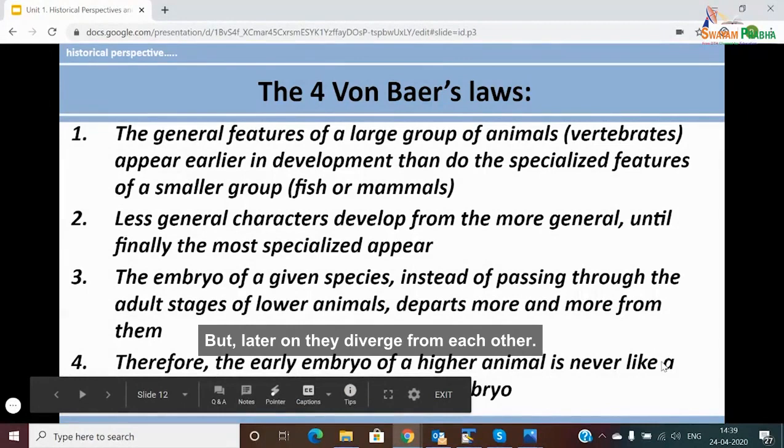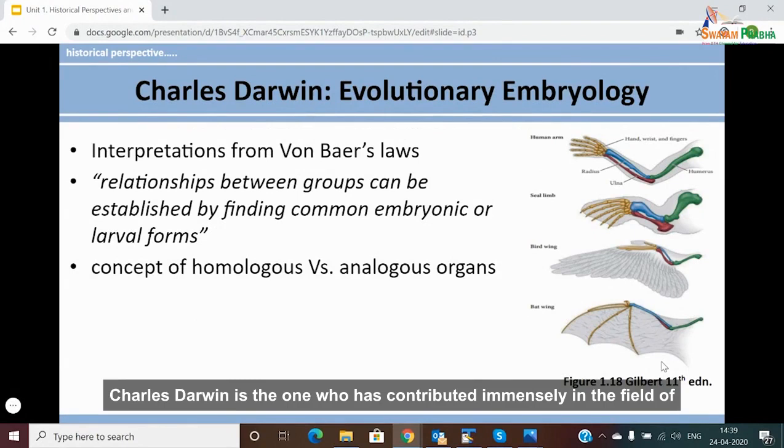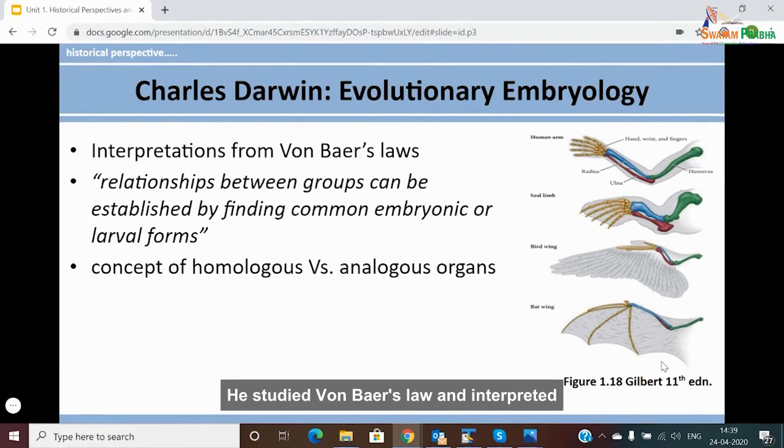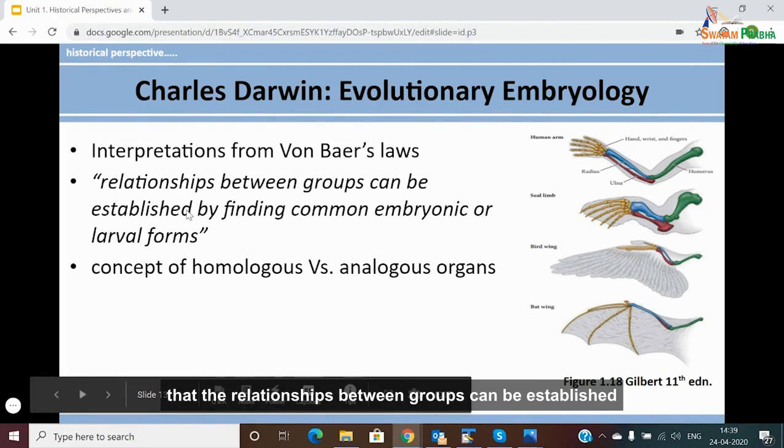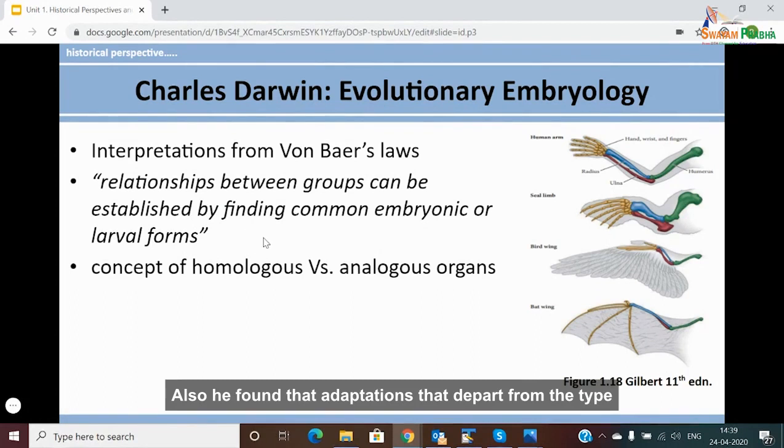Charles Darwin is the one who has contributed immensely in the field of evolutionary embryology. He studied von Baer's law and interpreted that the relationships between groups can be established by finding common embryonic or larval forms. Also, he found that adaptations that depart from the type and allow an organism to survive in a particular environment develop late in the embryo.